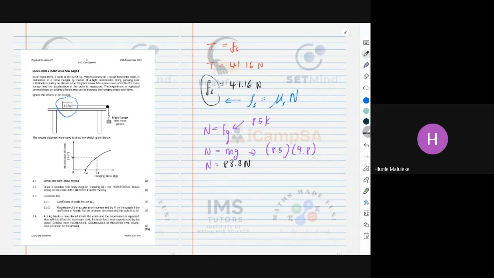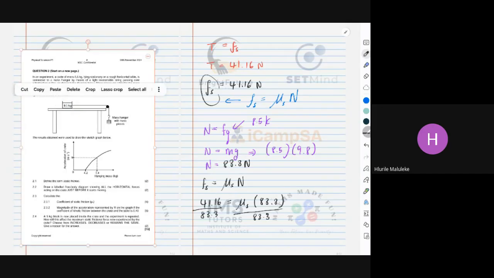So we have the F here, so what we can do is say Fs equals mu s times normal force. Fs is this here, which is 41.16, equals mu s times 83.3. Simply divide both sides by 83.3, then you would have your mu s here.